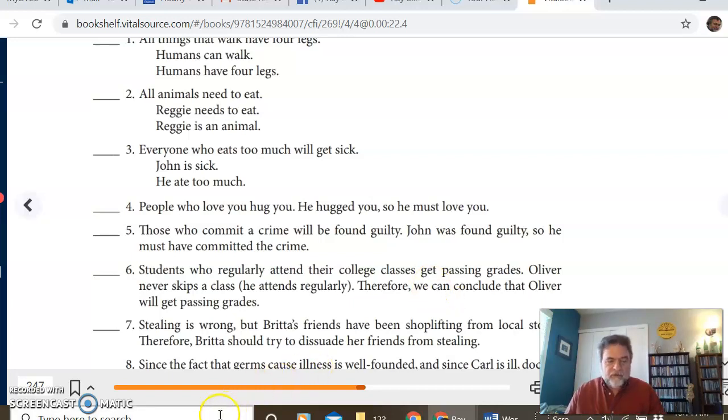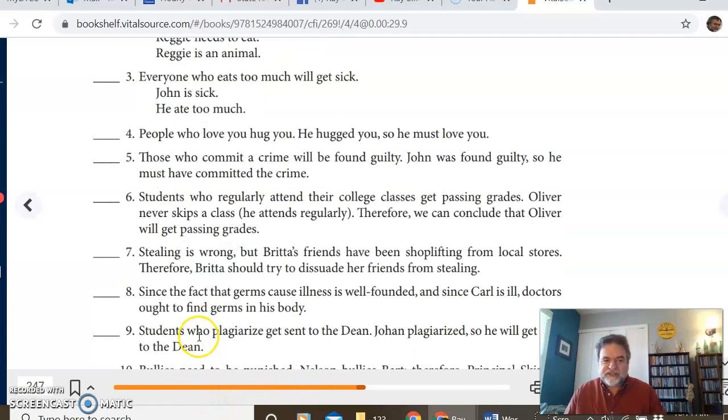A 7, by the way, most moral and political stances tend to be deductive, which means the generalization might be cogent at best. This is a pretty good one, though. But it is valid. Stealing is wrong. That's the major premise. Breeda's friends have been shoplifting, so the conclusion is Breeda should try and tell her friends to quit stealing.